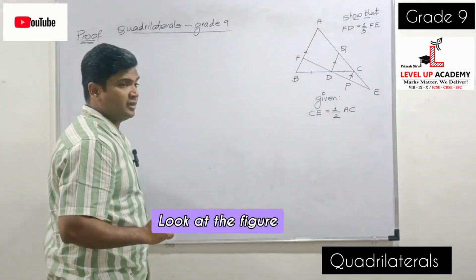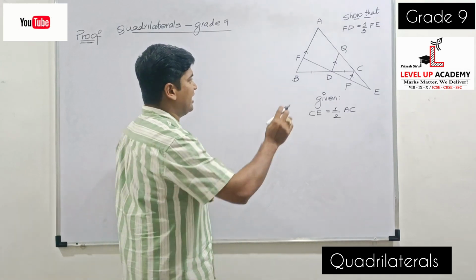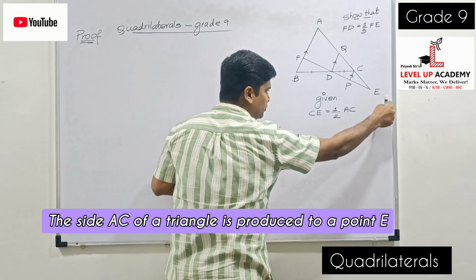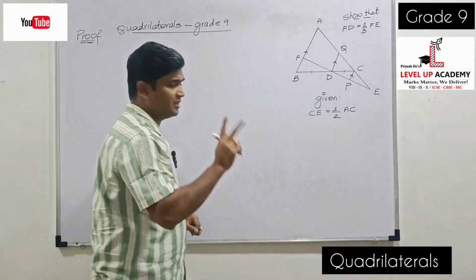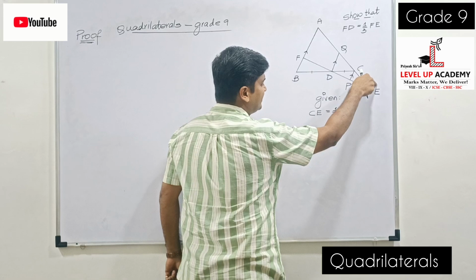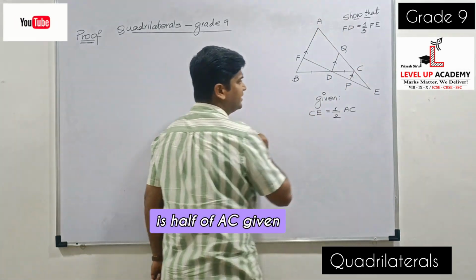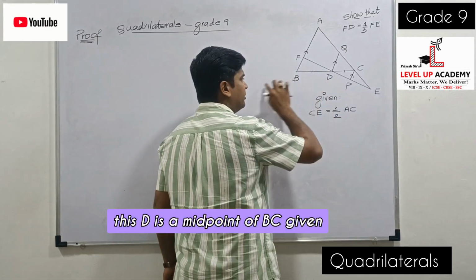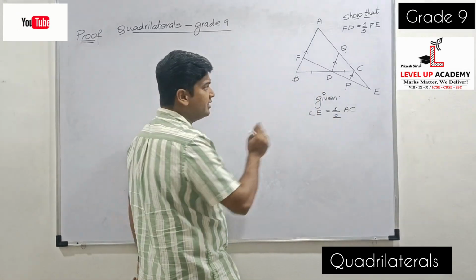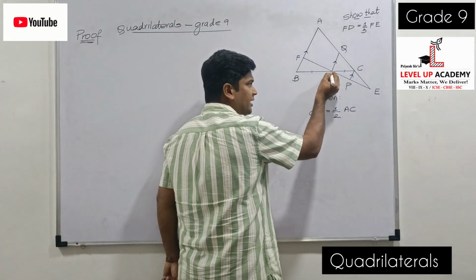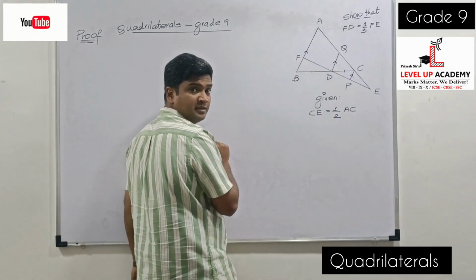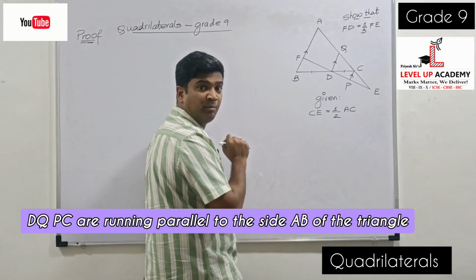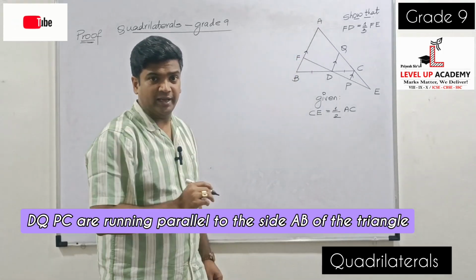Okay. Look at the figure. What is given to us? We have a triangle ABC. The side AC of a triangle is produced to a point E such that CE is half of AC given, and this D is a midpoint of BC given. Now ED has been joined and produced to a point F, plus DQ and PC are running parallel to the side AB of the triangle.